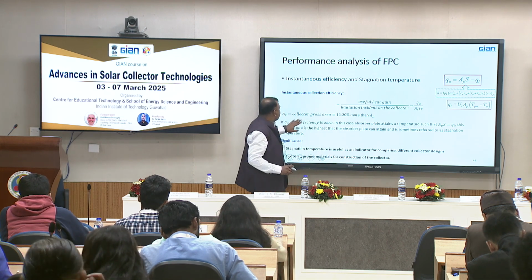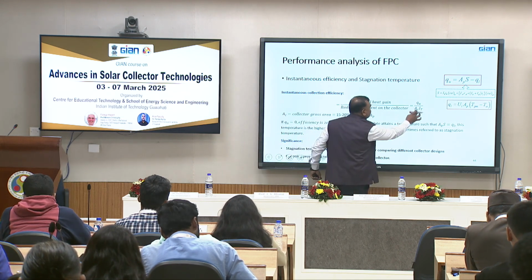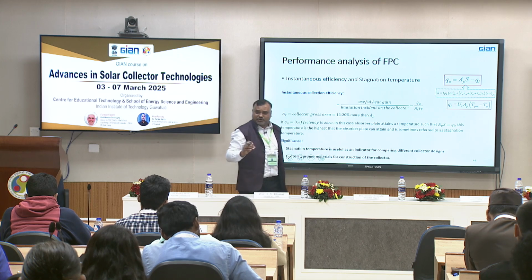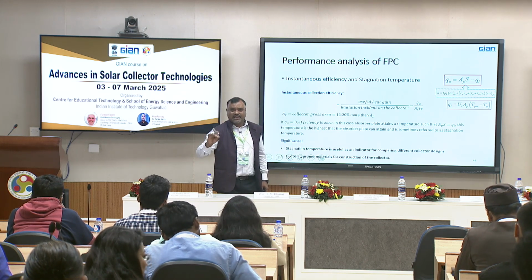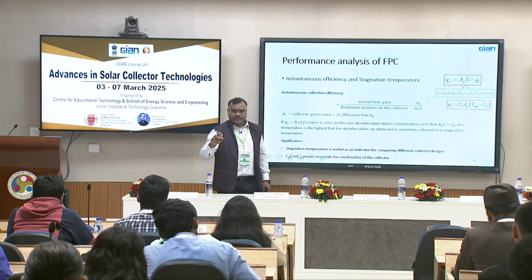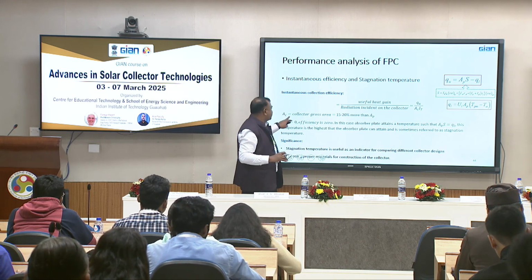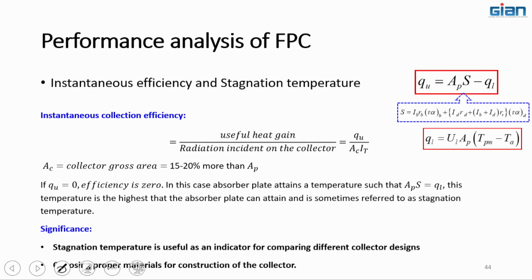Now you also need to know what is the relationship between AC and AP. AC is the collector gross area and AP is the plate area. So this AC is about 1.5 to 2 times more than AP. That's how we consider 1.2 times more than AP in most cases.